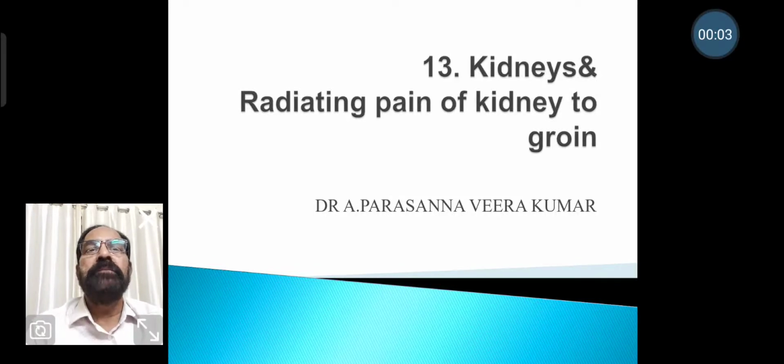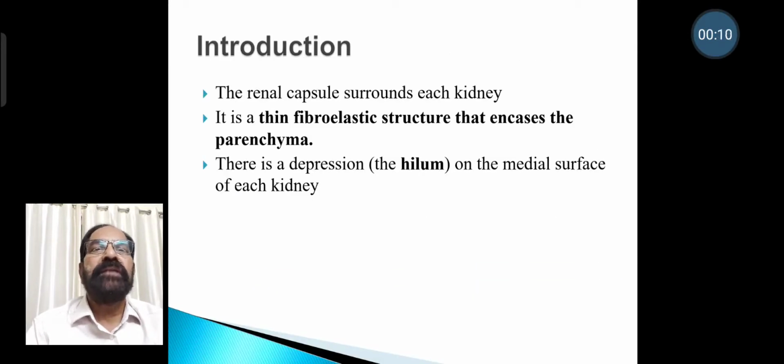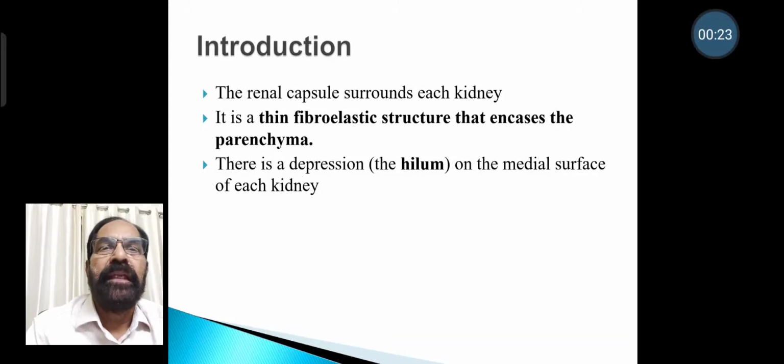and radiating pain of the kidney to the groin. So first we will start with the kidney. The renal capsule surrounds each kidney. It is a thin fibroelastic structure that encases the parenchyma of the kidney. There is a depression called the hilum on the medial surface of each kidney.